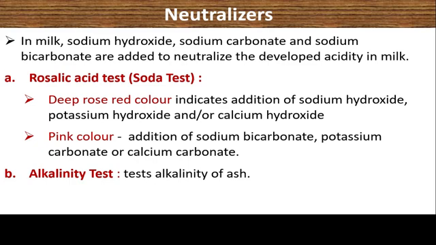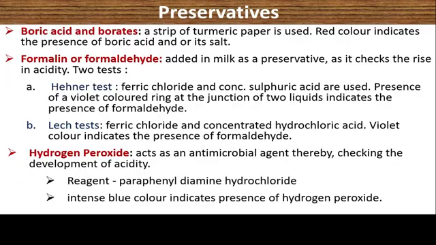Alkalinity test. Test alkalinity of ash. The alkalinity test is used to test the alkalinity of the ash. Preservatives: boric acid and borates. A strip of turmeric paper is used. Red color indicates the presence of boric acid or its salt.